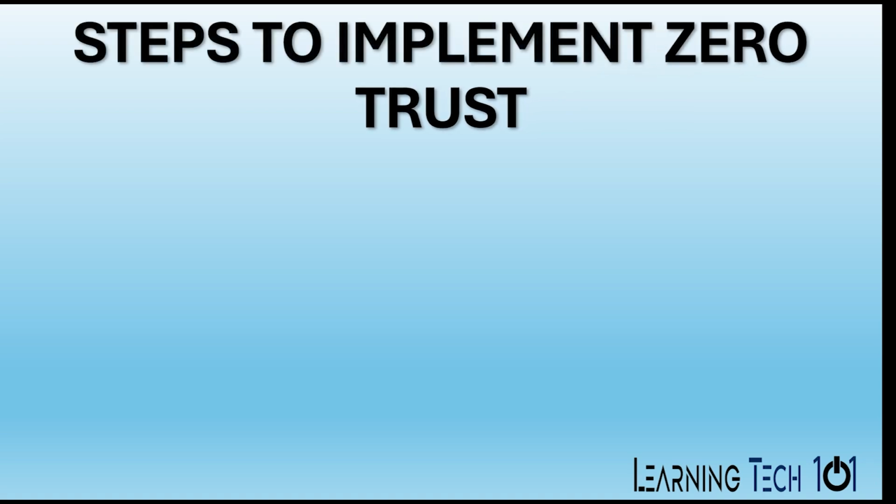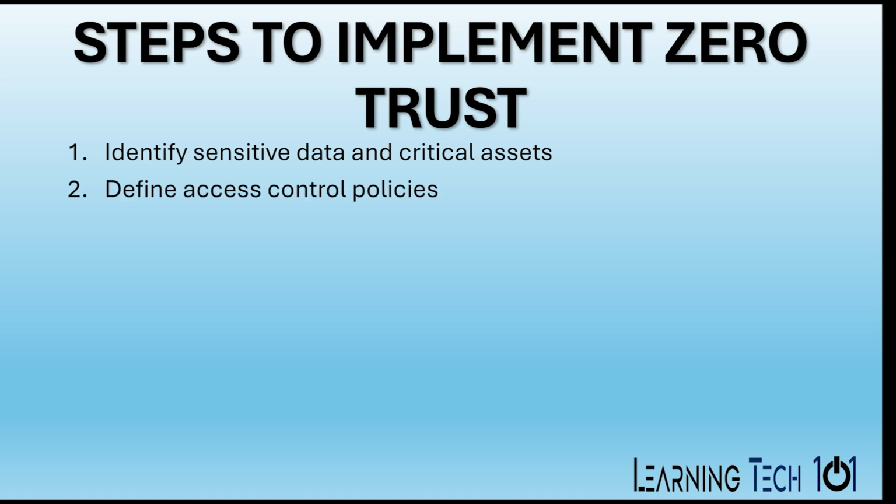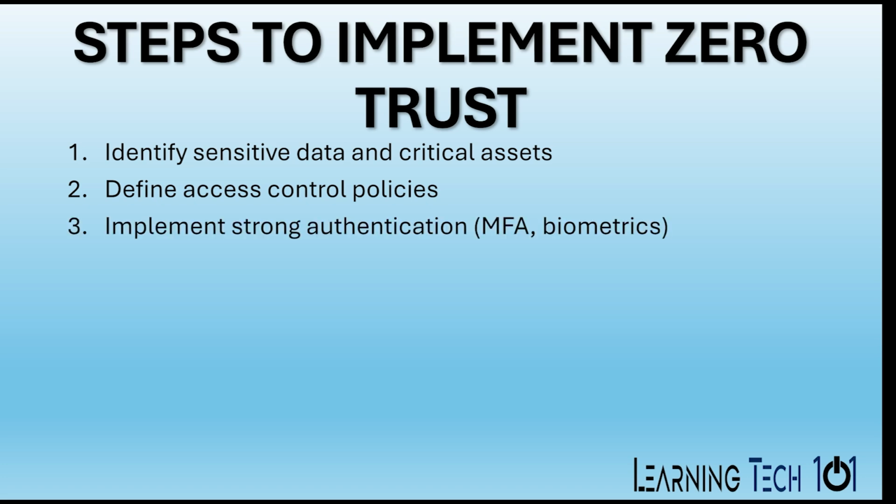Now that we've discussed what Zero Trust is, let's go over the steps to implementing Zero Trust. First, we need to identify which data, applications, and assets require protection. Second, we need to define access control policies. You will establish rules based on user roles, device trustworthiness, and behavioral patterns. Third, we need to deploy multi-factor authentication, biometrics, and passwordless authentication methods to implement strong authentication.